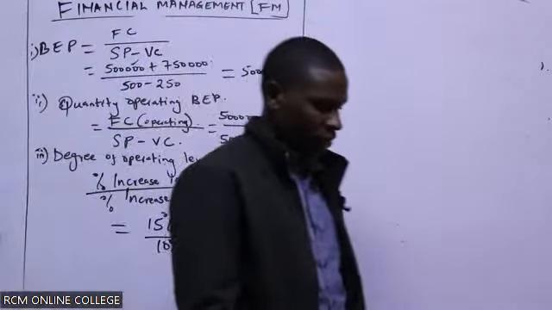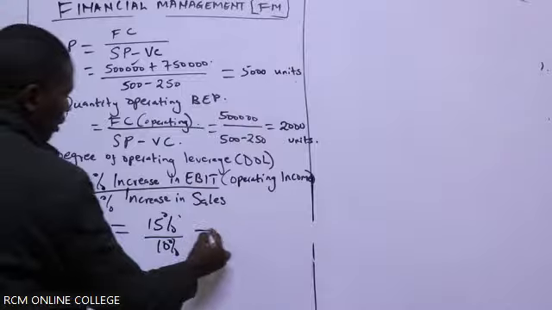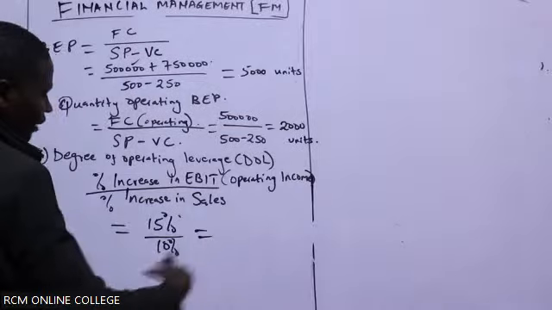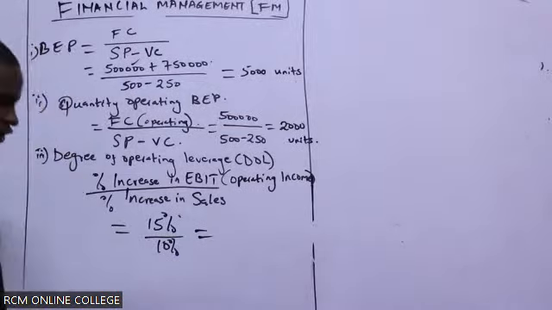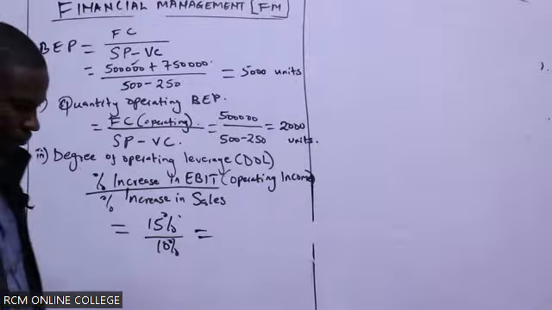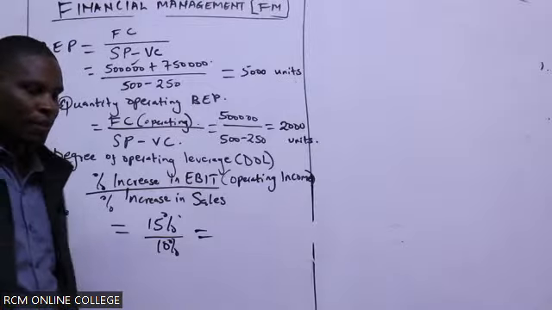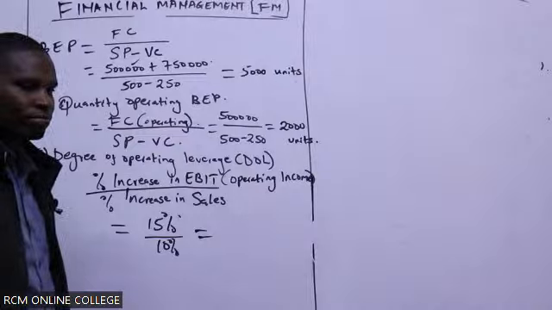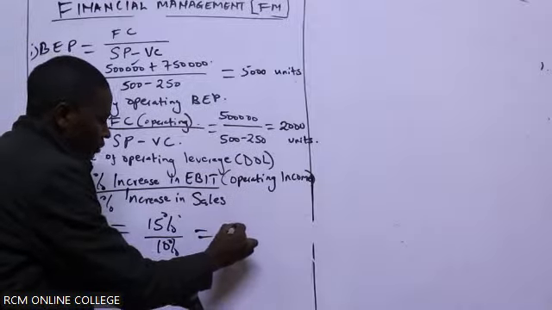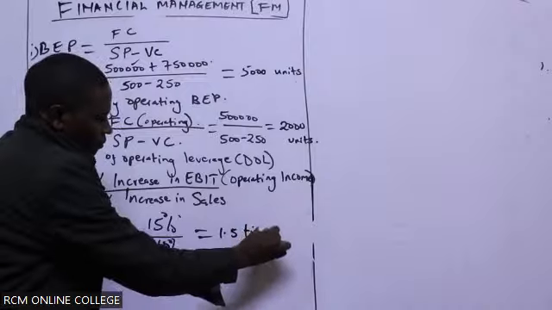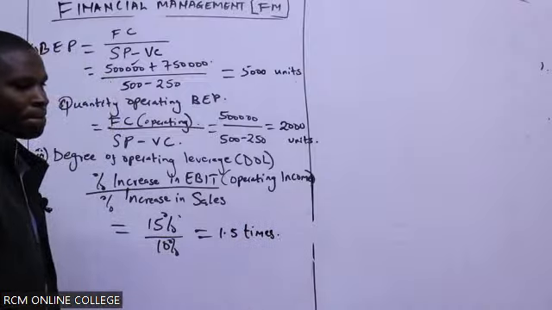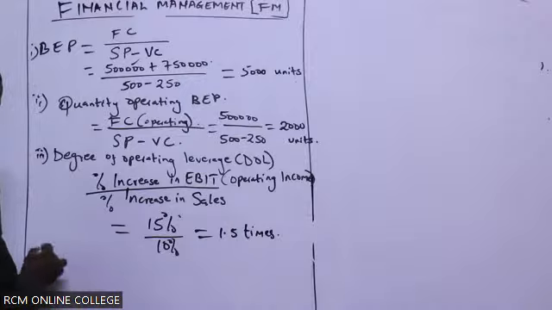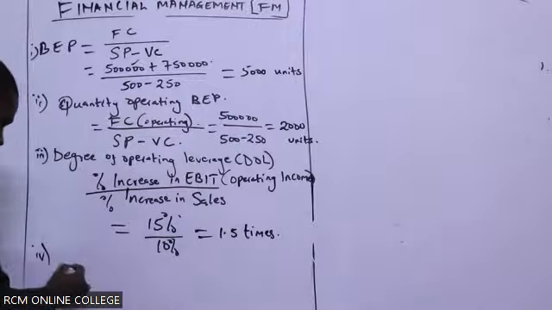So, you give me the degree of operating leverage. In fact, you give it in times. So how many times? 1.5 times. Good. Then we go to the next one, Roman number 4. It is degree of financial leverage.